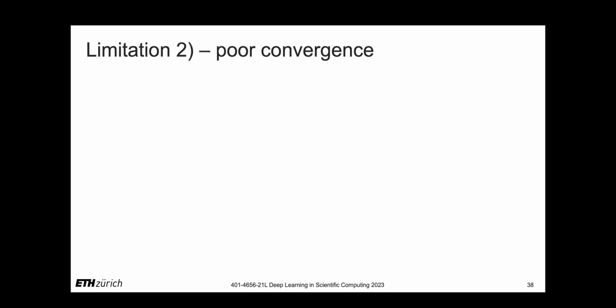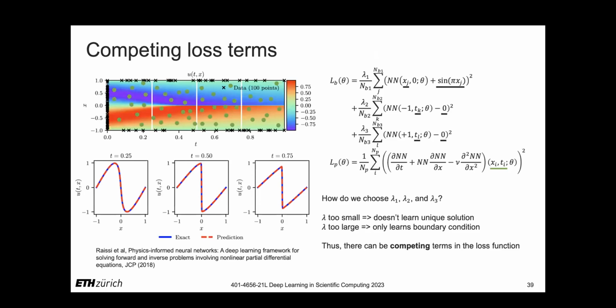So we're going to talk about the second limitation, which is the convergence of PINNs. We were talking about computational cost before. And we had this issue that I was describing, where we have two different terms in the loss function, the boundary loss and the physics loss, and they can compete because they have different objectives that they're trying to minimize.